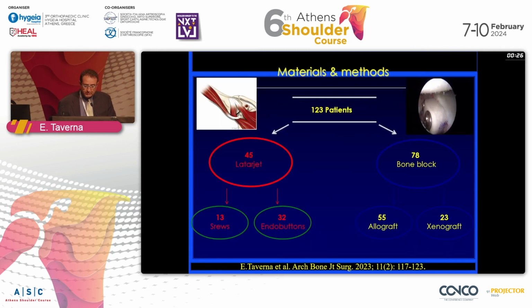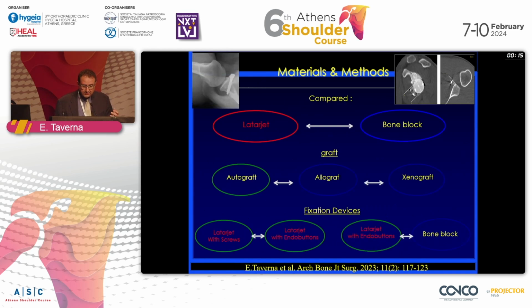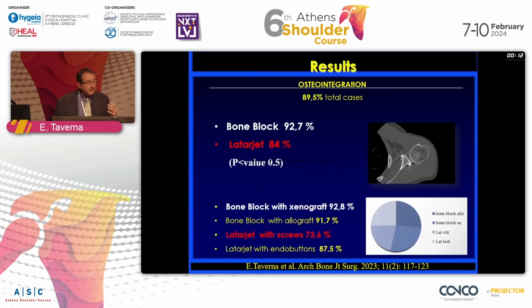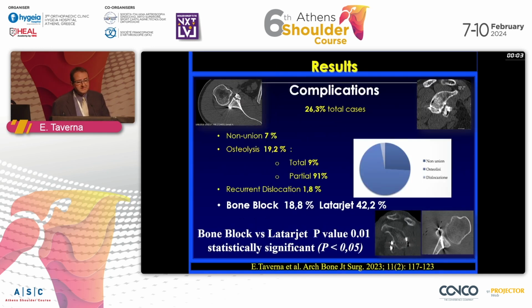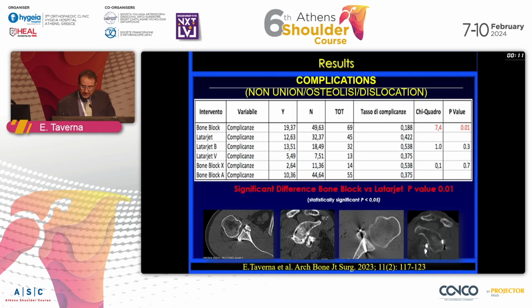Very quickly, looking at the graft, we have published this. We compared the lateral J using screws and buttons, and the bone block using allograft and xenograft. The interesting thing is that in all the CT scan data, the best results are with the bone block with equine bone, the horse bone, and the worst results are for Latarjet using screws in terms of osteolysis, osteointegration, and, with a significant difference, complications. We found more complications, just relating to the CT scan, with Latarjet than with bone block.